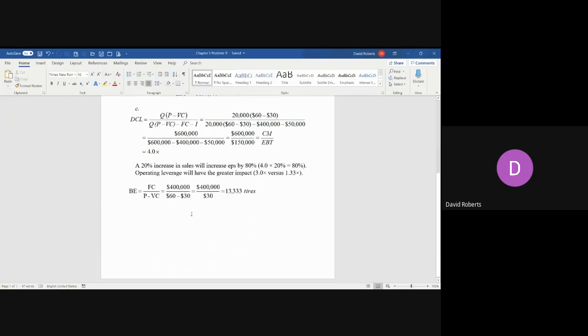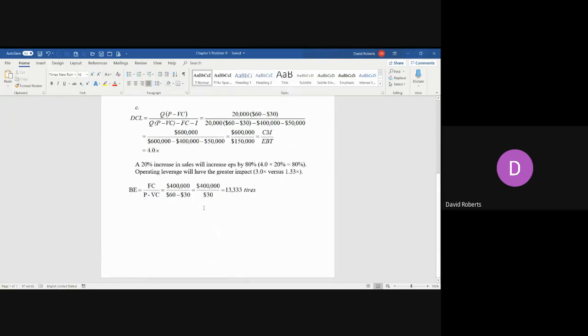Don't pay a lot of attention to the break-even analysis, except for the fact that it's simply the fixed cost divided by the contribution margin. So in order to break even, this company needs to sell 13,333 tires. So a fairly simple calculation, but it's not the main focus of this particular chapter.